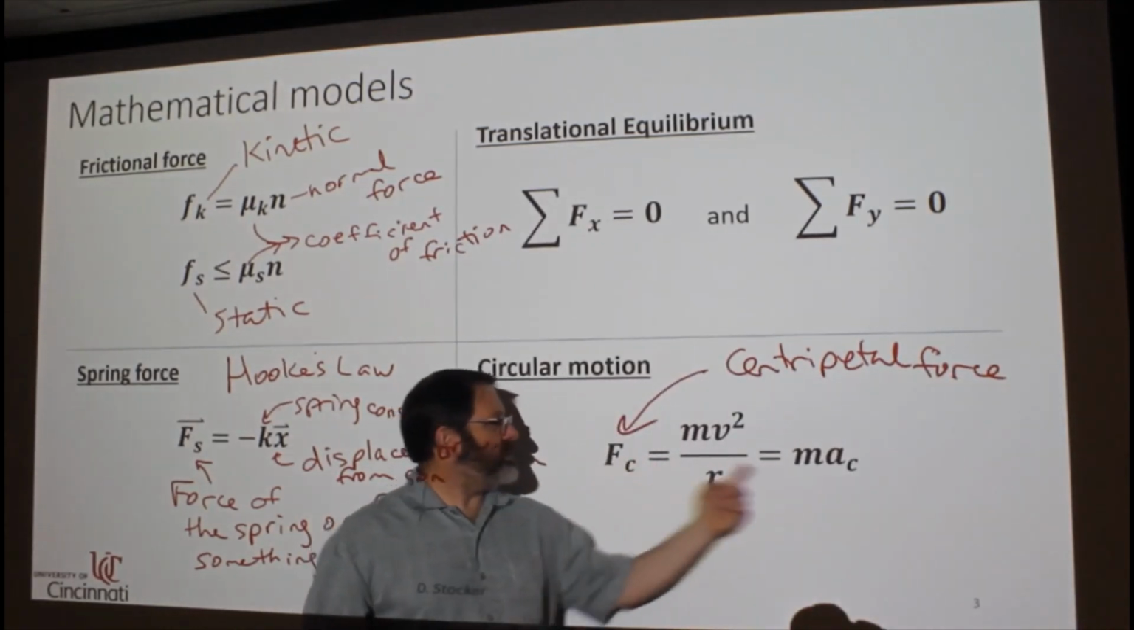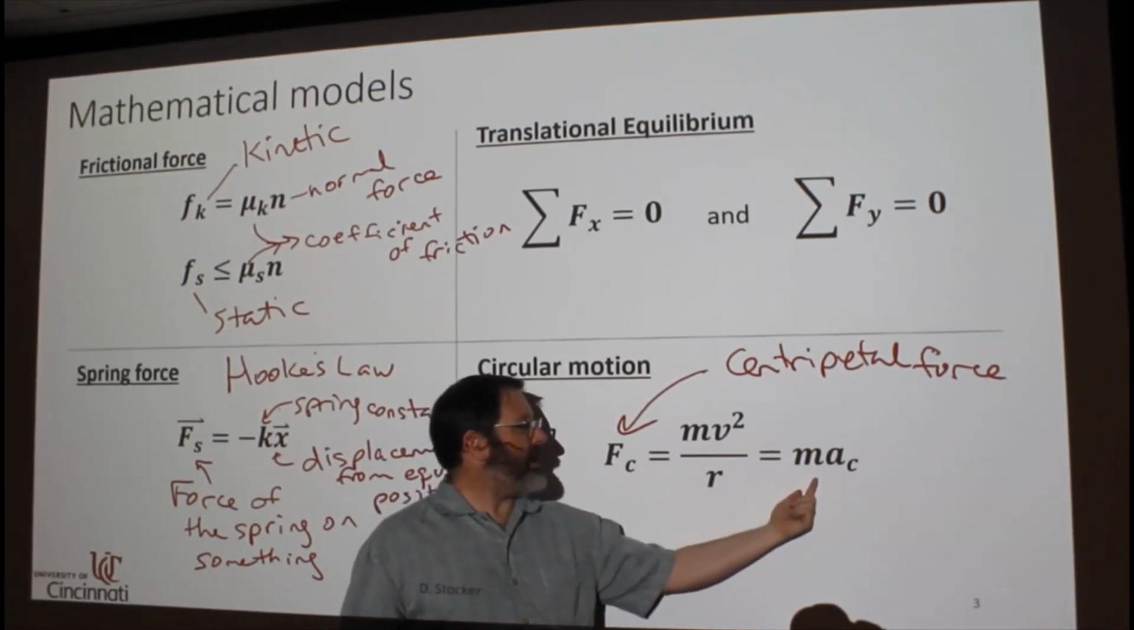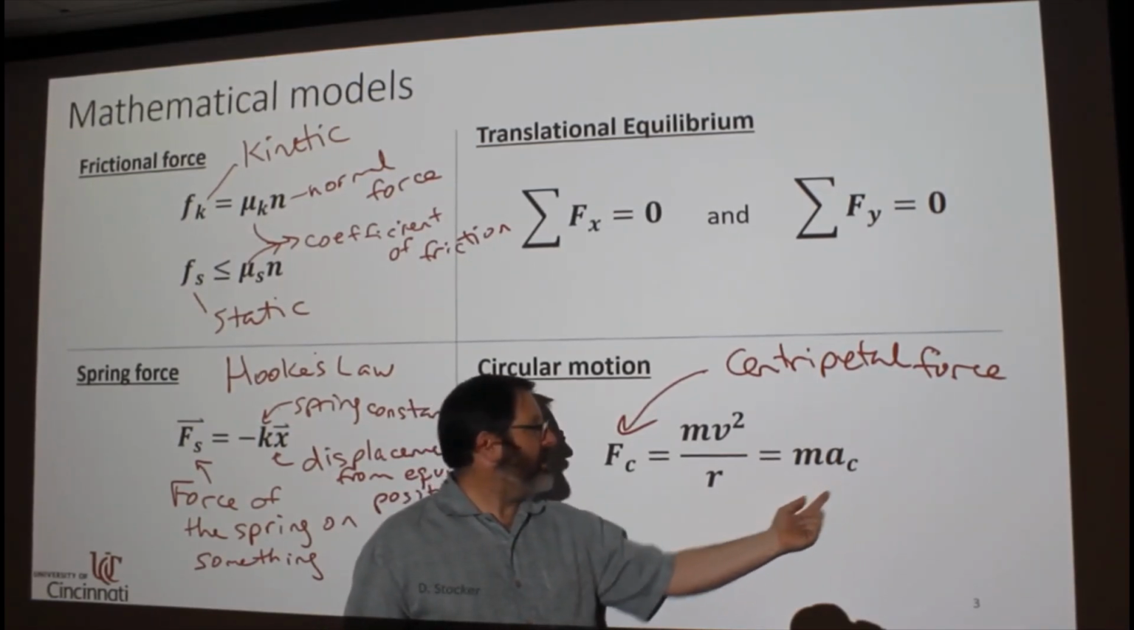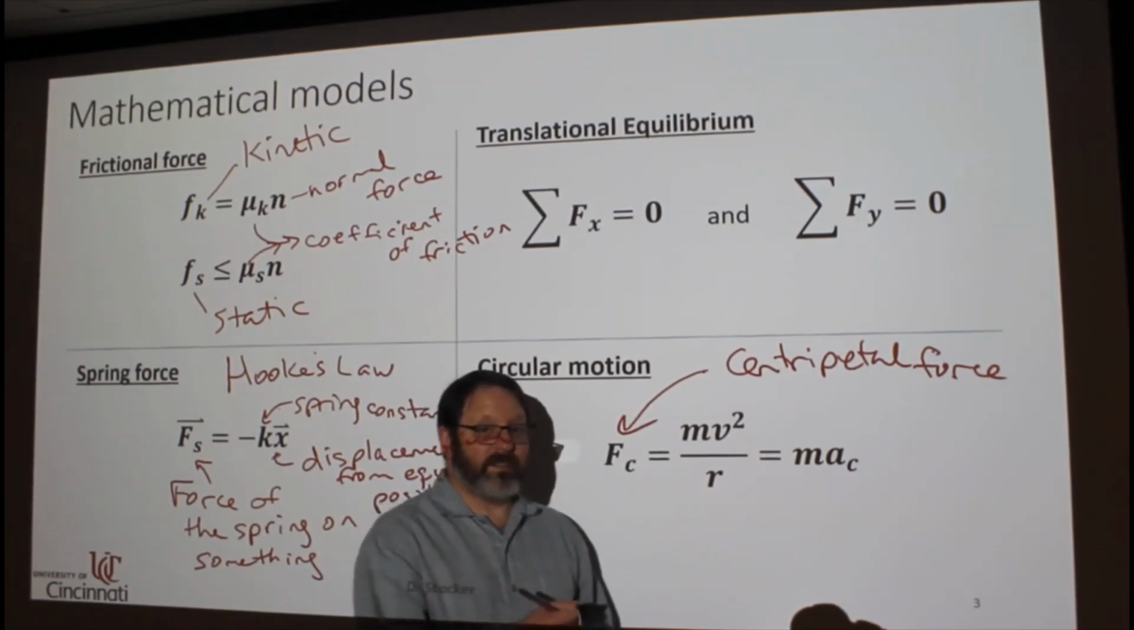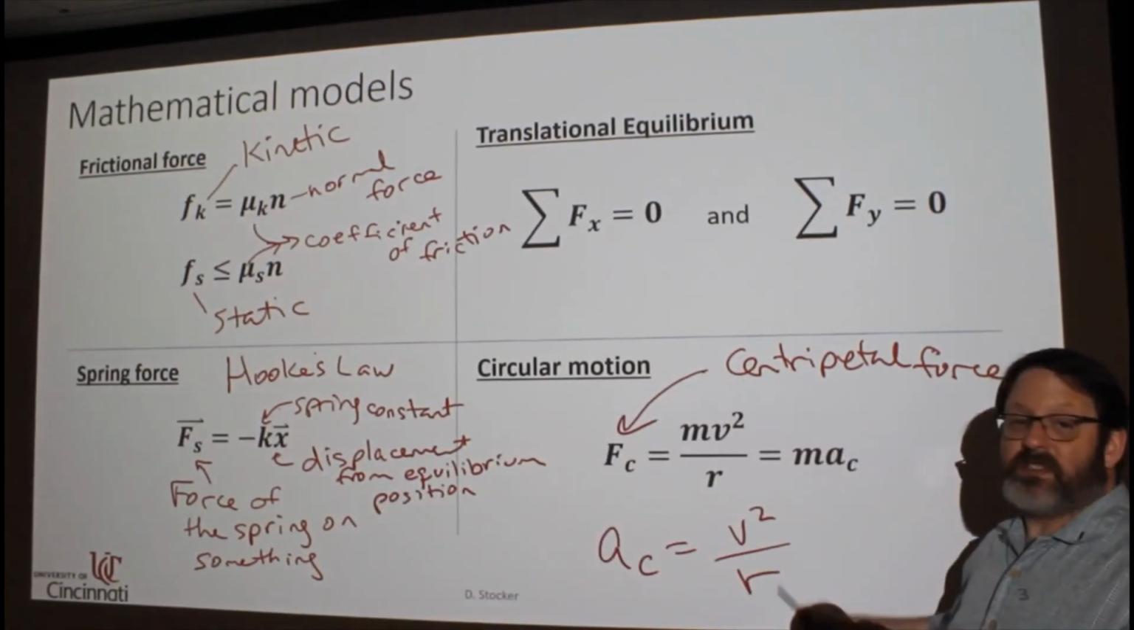And force is mass times acceleration. So the centripetal force is the mass times centripetal acceleration. And then if you look at these two, you can see that centripetal acceleration is just v squared over r.